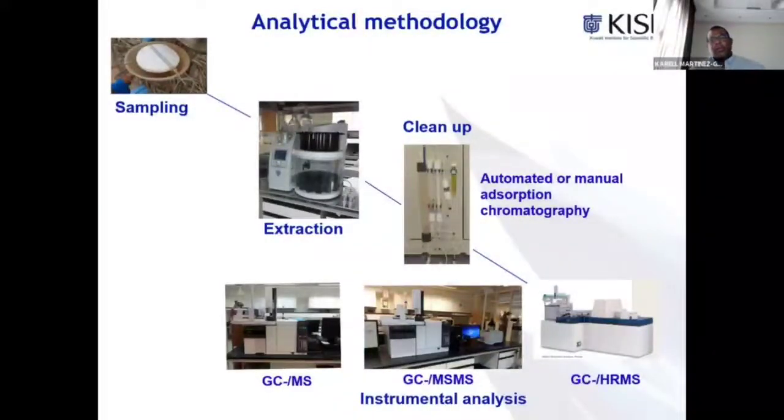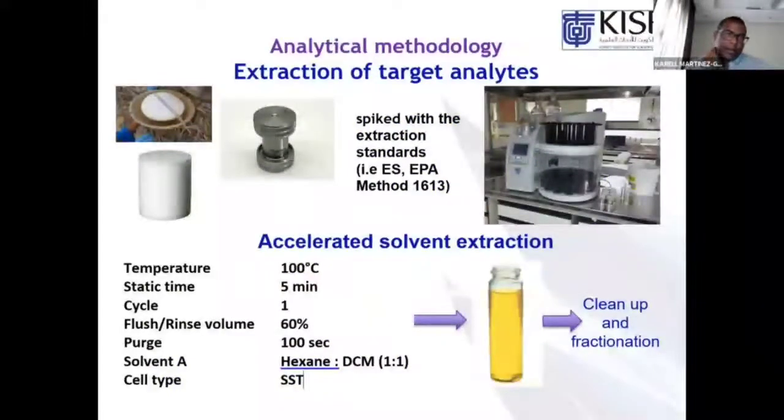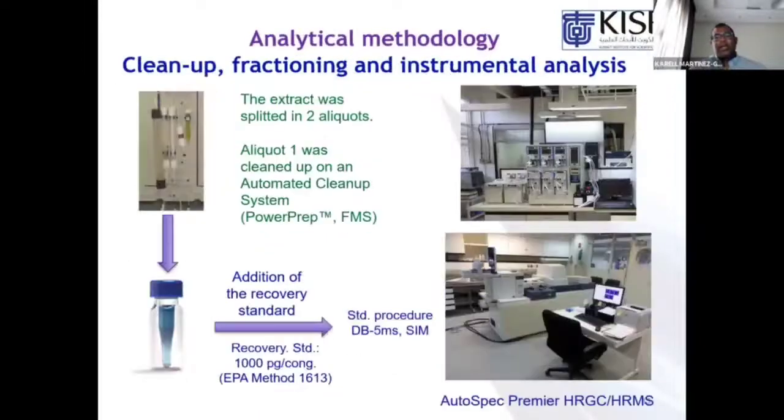So in our case, we took our samples. We inserted them in a stainless steel cell. Then we spiked with the appropriate standard. In this example, it is the EPA method 1613, or it can be the 1948 method for air samples. And then we do the extraction in the ASE Dionex accelerated solvent extractors, following the program that you see in this slide. After that, we got an extract that is not clean, so it needs to be cleaned.